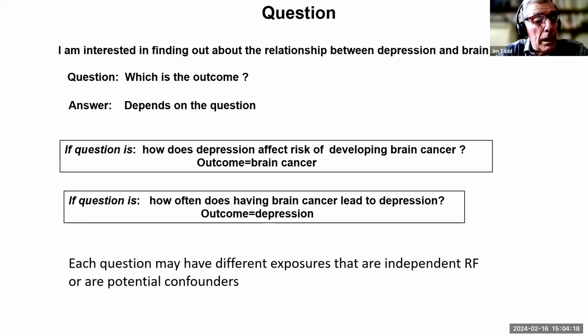The other thing to note here is that if we're looking at one question, we might have a set of exposures which are independent risk factors for that particular outcome, and we might have particular potential confounders as well. But if we're looking at the other question, then the set of exposures that we want to look at might be very different, and they might be something that we would have to consider. So which way round the question is depends on the exposures that we might want to look at.